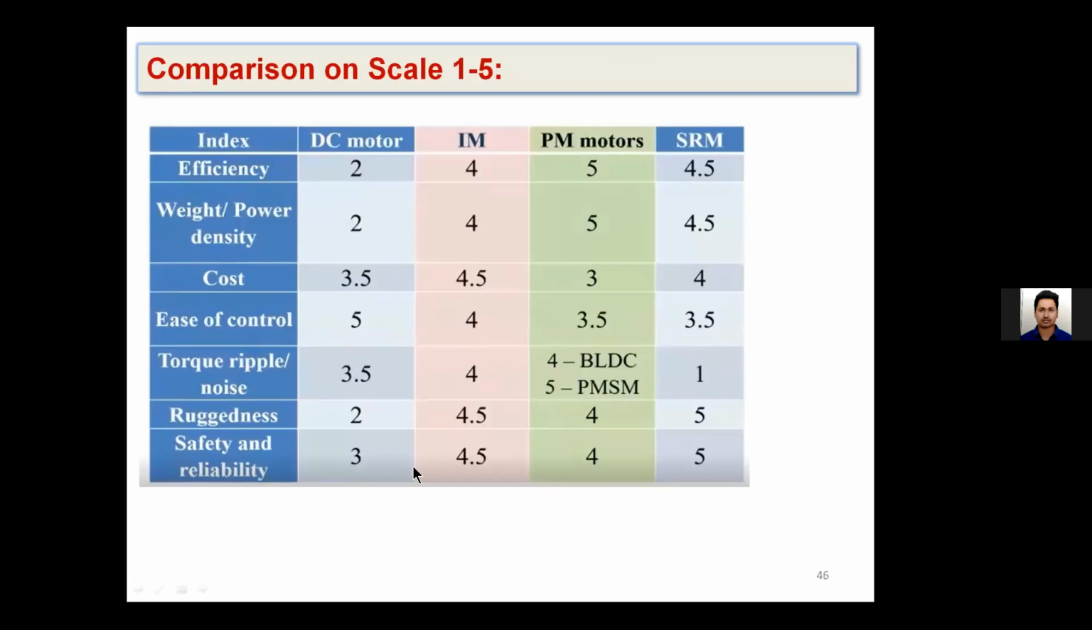So here we can see the comparison of different motors on a scale of 1 to 5 with respect to different performance parameters. Coming to the efficiency, you can see the DC motor has low efficiency, but all other motors like induction motor, PM motors, and SRM have better efficiency. The maximum rating is 5. For DC motors, the major advantage we get is in terms of control. Control is very simple.